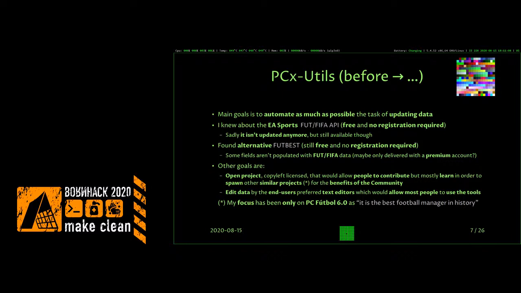Other goals: I really want this to be an open project, so a copyleft license. Whenever this is done, I'm just going to put it out. People can make new spawns of this project. They can take the code, modify it, and make the community better, right? And finally, I also wanted people without any knowledge of programming to be able to update data. Maybe there are some areas in any of those APIs, so maybe end users can do 90 or 95% automatically, and then they just need to do the 5% manually.